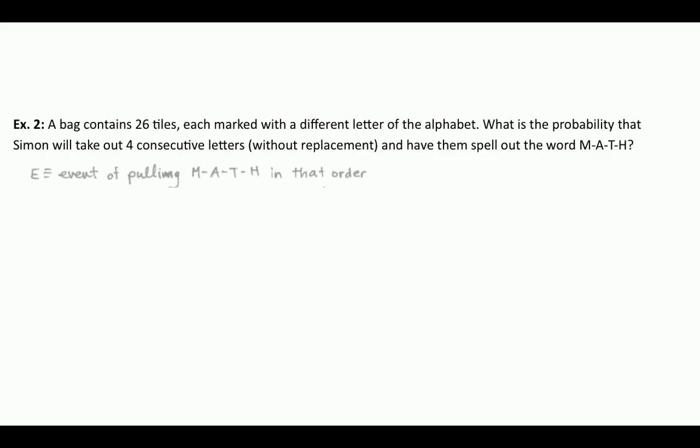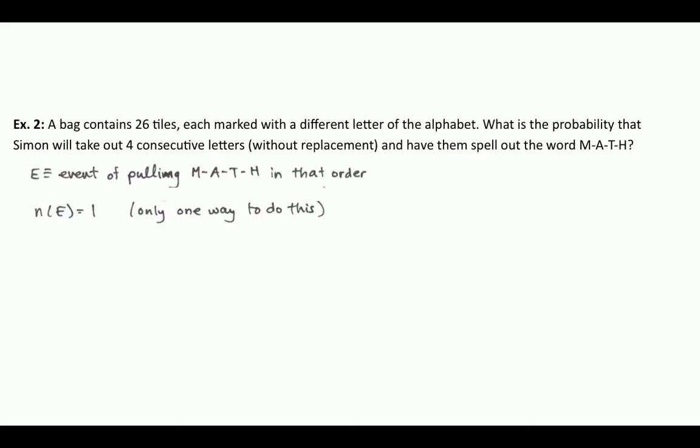There's only 1 M, there's only 1 A, there's only 1 T, there's only 1 H, right? So if we're looking at the event of pulling M-A-T-H in that order, then it's just going to be 1 times 1 times 1 times 1. There's only one way that you could pull out an M, and then an A, and then a T, and then an H. So there's only one way of doing that. And so the number of ways that we can pull the word M-A-T-H in that order is 1.